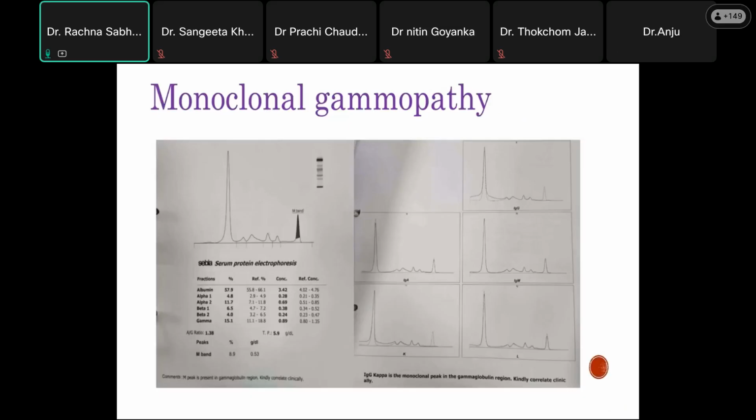Now, just have a look. This is the graph in case of monoclonal gammopathies. IgG kappa is the monoclonal peak in the gamma globulin region. So these are the different IgG, IgA, IgM; various subtypes can be seen with the help of immunofixation.